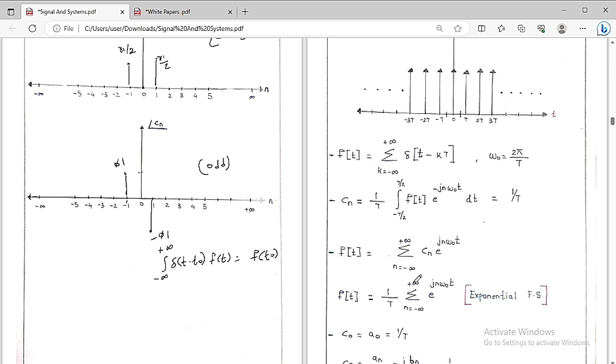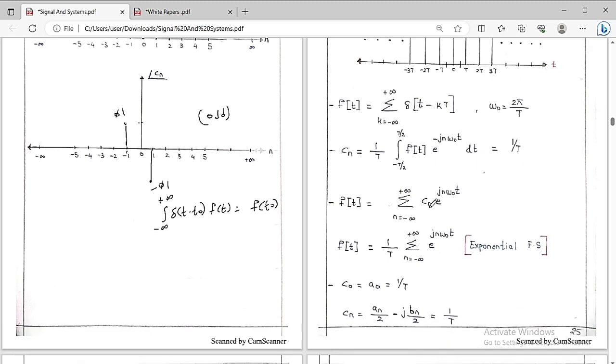So this is the exponential Fourier series solution for this signal. Then you know what C naught is? C naught is nothing but A naught, as we have just discussed. So C naught is equal to A naught, right?